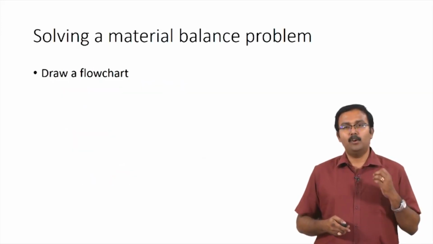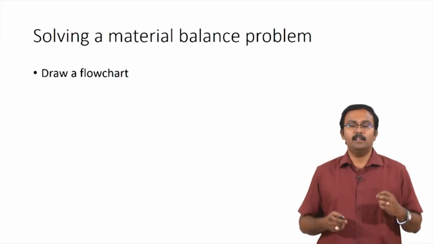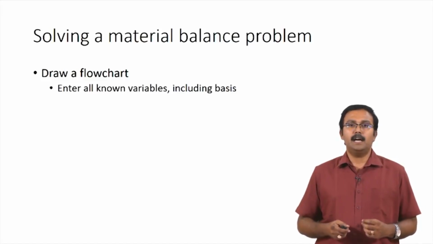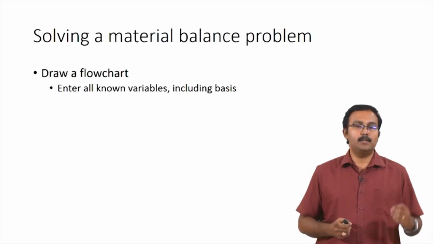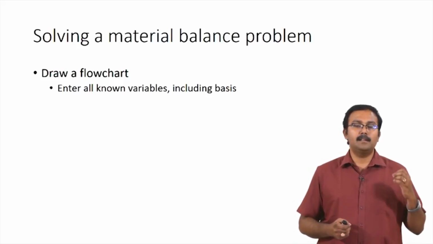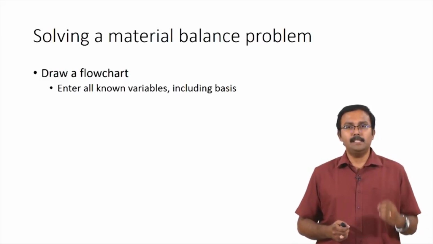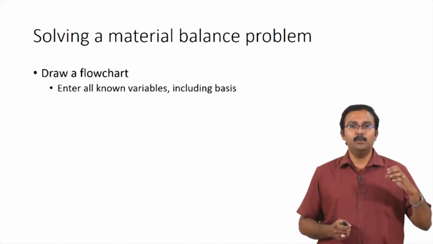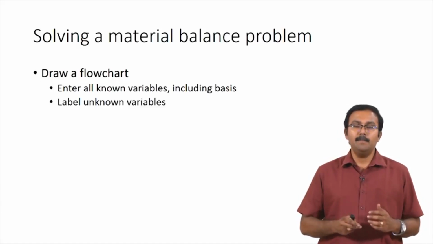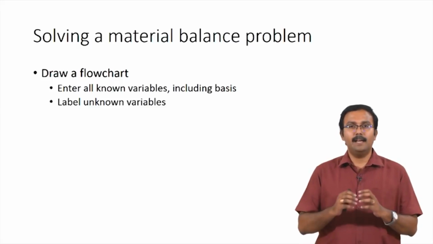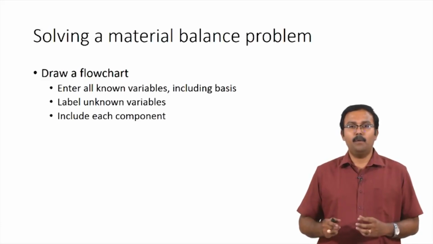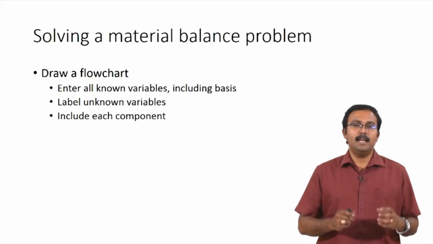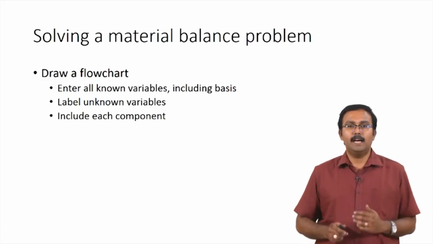Once you have decided on the basis, you start drawing a flow chart. This flow chart should have all the known variables, which includes the basis that you have chosen. Even if the basis is an assumption that you have made, please ensure that you enter this value in the flow chart. Label all the unknown variables and write them in the appropriate places of the flowchart. Include each component which is there in the system, on the flow chart itself.